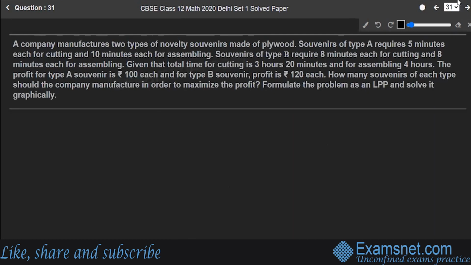That's it. Let's move to the next question, number 31. A company manufactures two types of novelty souvenirs made of plywood. Souvenirs of type A require 5 minutes each for cutting and 10 minutes for assembling. And type B requires 8 minutes for cutting and 8 minutes for assembling. The total time for cutting is 3 hours and 20 minutes, and for assembling is 4 hours. Profit for type A souvenir is rupees 100 each, and for type B the profit is rupees 120 each. How many souvenirs of each type should the company manufacture in order to maximize the profit? You have to formulate the problem as an LPP and solve it graphically.